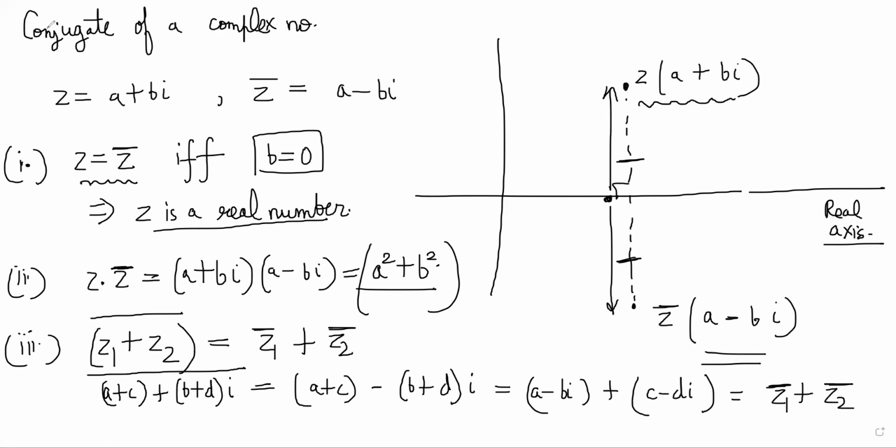Similarly, you can easily prove that z1 into z2 whole conjugate is equal to z1 conjugate multiplied by z2 conjugate. Just put a plus bi and c plus di, you will get it. Just check whether this is true or not.